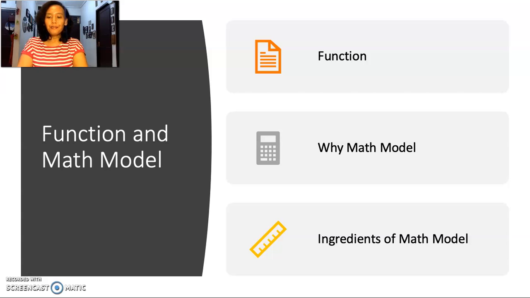Hello everyone. In this session, we will talk about function and math model. There are three subtopics that will be discussed. The first one is the definition and some basic concept of function. The second one is why math model, why we use mathematical model when discussing a theory. And the third one is the ingredients that construct a math model. So let's continue on the first subtopic, that would be function.